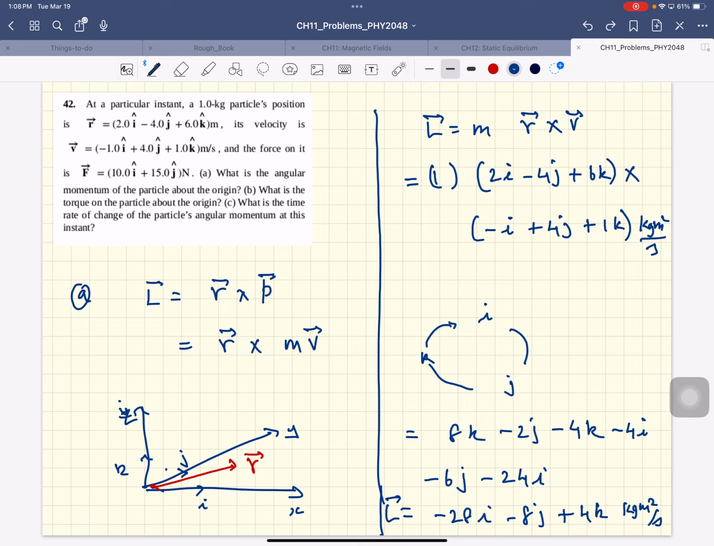What is the torque acting on the particle above the origin? Okay, so we will do that the other way. So there's the angular momentum. Any questions on this?